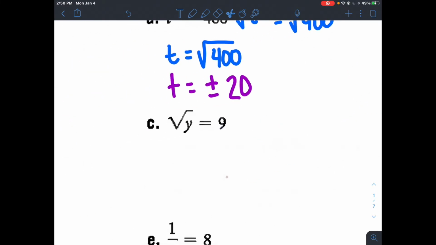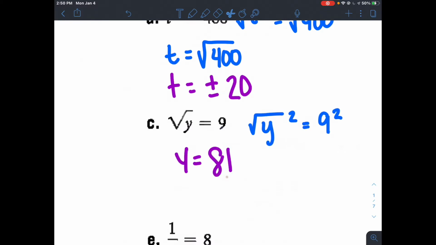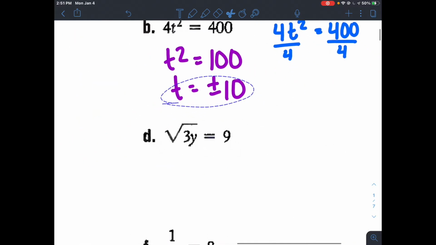Now we have square root of y equals 9. So to undo that operation of the square root, what are we going to do? We're going to square both sides and I'll be left with y equals 81.